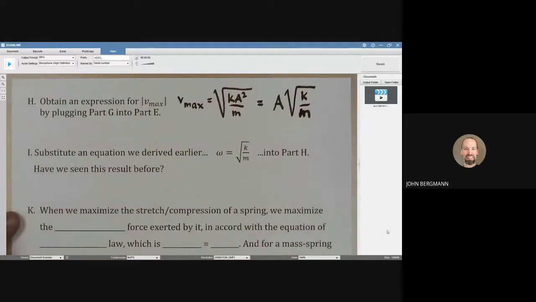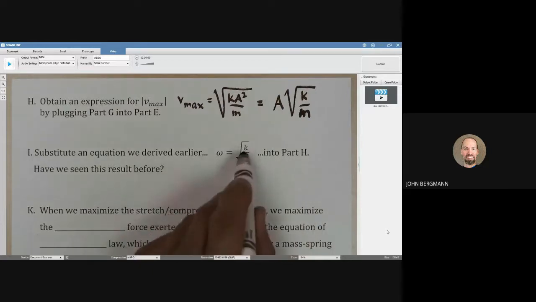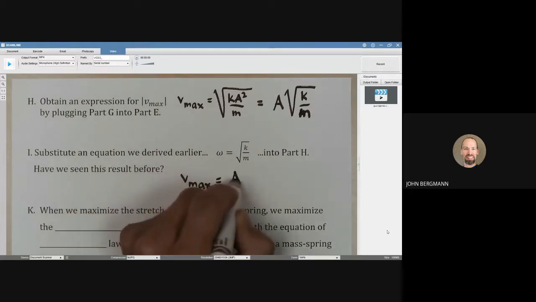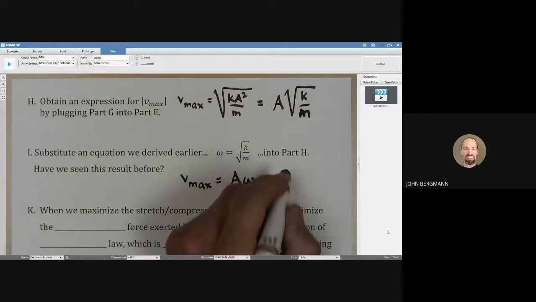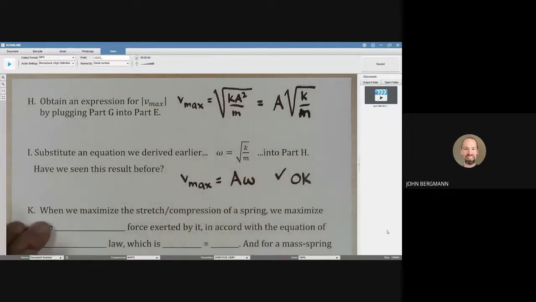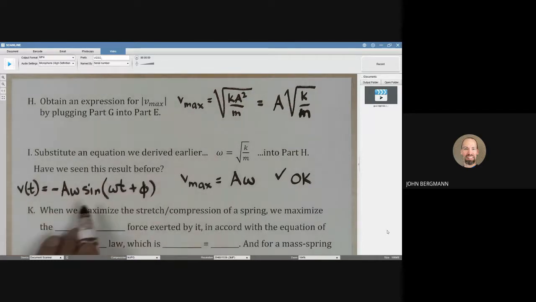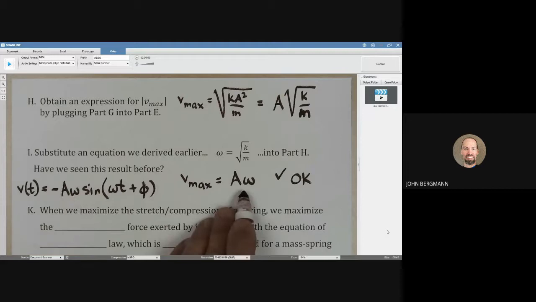Substitute an equation we derived earlier into part H. Have we seen this result before? All right, well, if the square root of k over m is omega, then V max is equal to A times omega. We have seen that equation before. Perhaps you don't remember, but that's okay. Why don't we real quickly say that, hey, when we were writing equations for simple harmonic motion, this was one of them. This was the one for velocity. And we said, hey, the sine has a maximum value of 1. So the maximum that V can be has the magnitude omega times A. Look at that. That's what we just got right there.